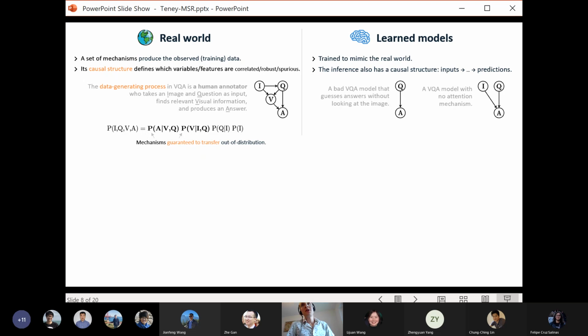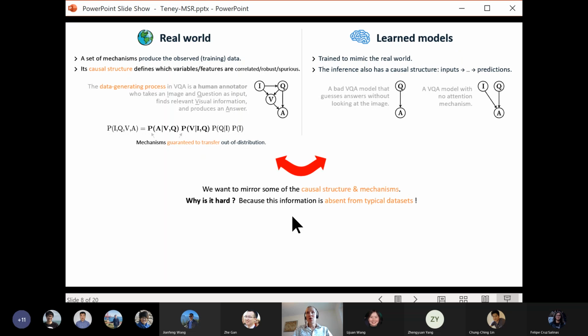So we don't care about, say, the marginal distribution of images, for example, but the mechanism that identifies the relevant visual information and the mechanism that goes from there to the correct answer, that's the bits that we want to learn that will make the model generalize in novel situations. So to learn a robust model, we basically want to mirror some of the causal structure and mechanisms from the real world into the learned model.